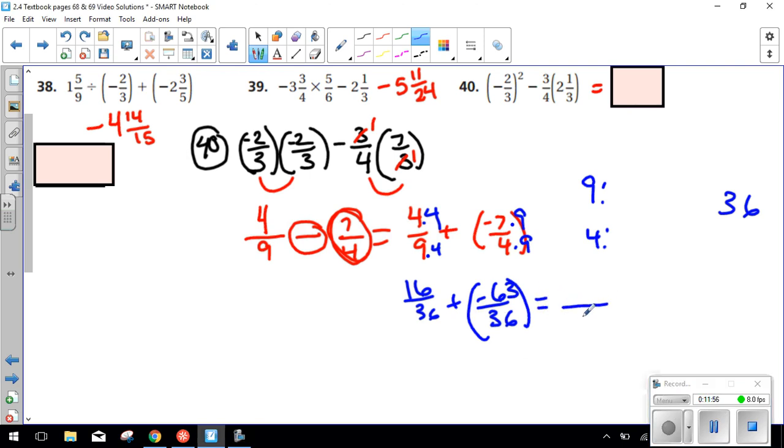Okay, so here I'm going to keep my denominator. Now I'm in addition again, and I'm adding a positive and a negative. So in addition, back in chapter 1, when your signs are different, you're going to subtract. So you're going to take 63 minus 16, and that gives you an answer of, I wish I could read my own work, 49 negative. So what you're going to do is now you're going to take 49 and divide it by 36 to make it mixed. So 36 goes into 49 one time.